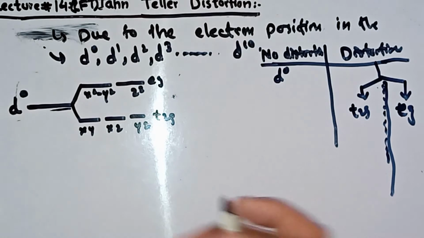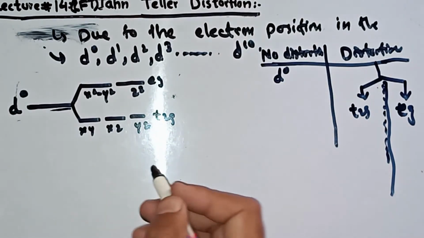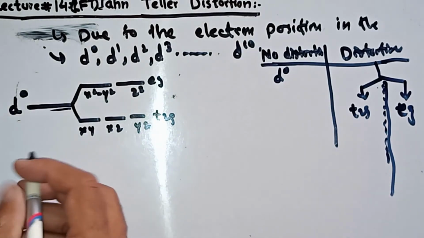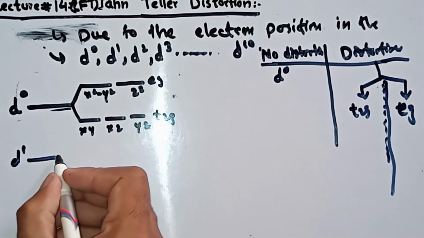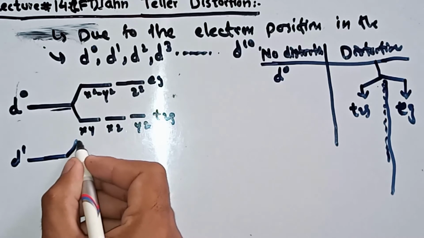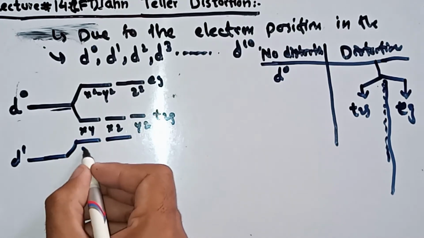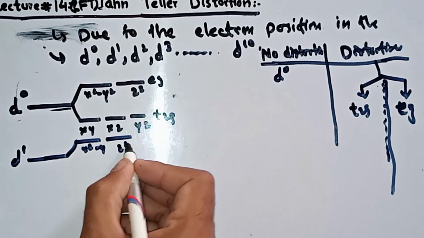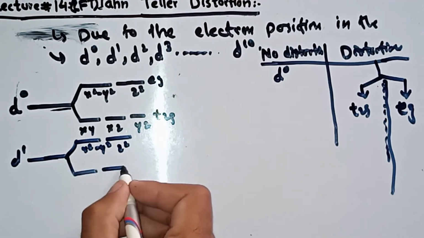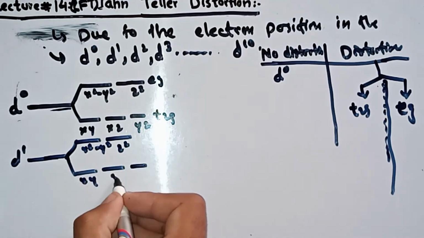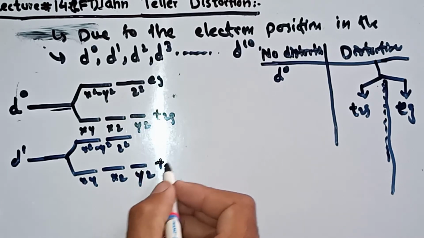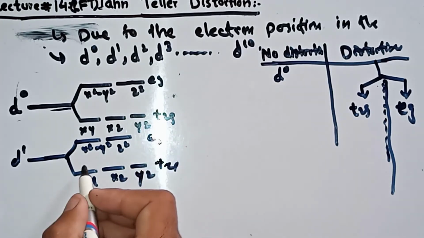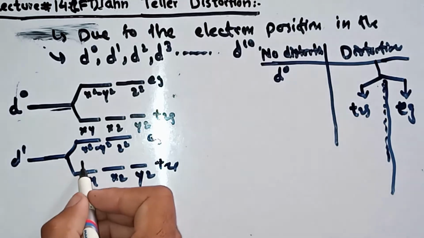In the d0 system there is no distortion, but in the d1 system how will the position be? It will be like this: x square minus y square, z square, and xy, xz, yz. So this is t2g, this is eg. Here is one electron. According to Hund's rule, it will be filled like that.